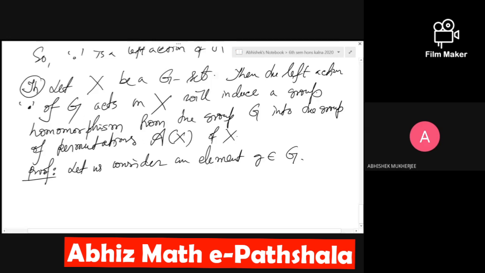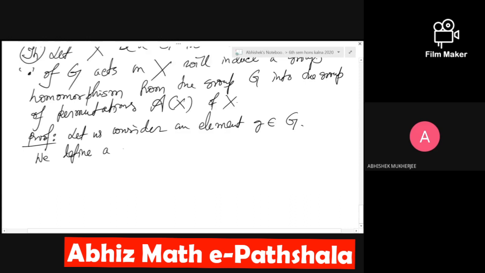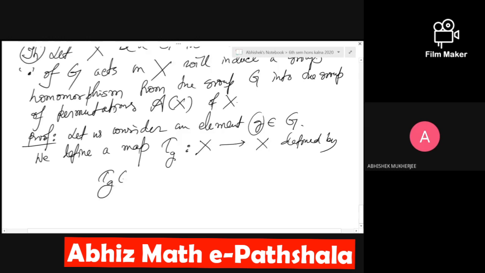Now we define a map which is indexed by this element g, that is tau g. The map will be defined on the domain X into X. That is, tau g will be a map from X to X defined by tau g at x, the functional value of this map, equal to g dot x. That is the image of the left action of small g acting on small x. Since dot is the left action, g dot x is a member of the set X.